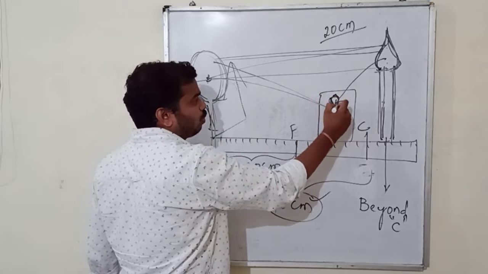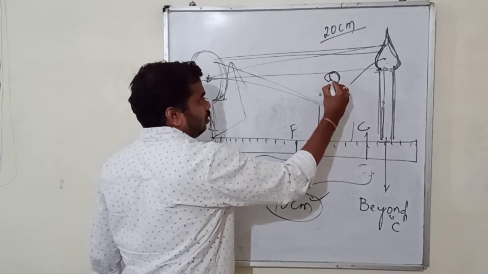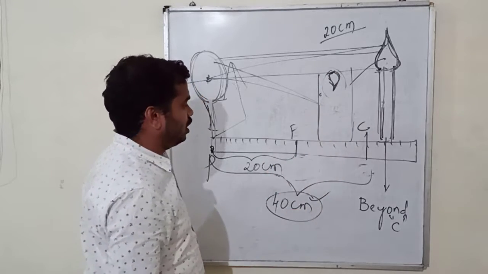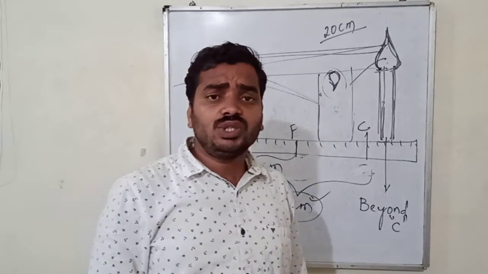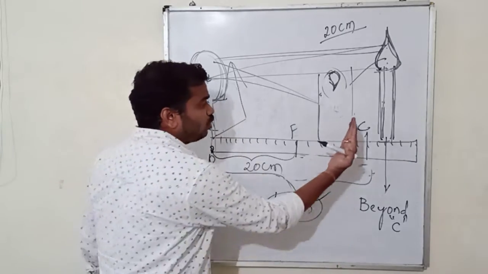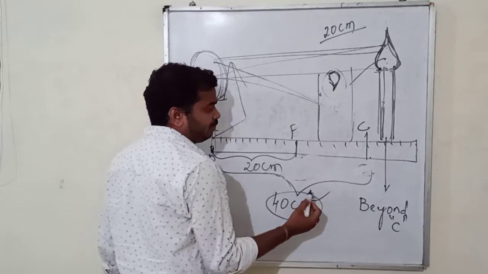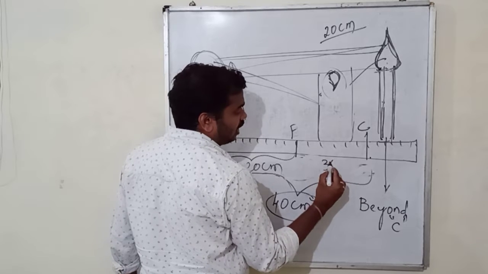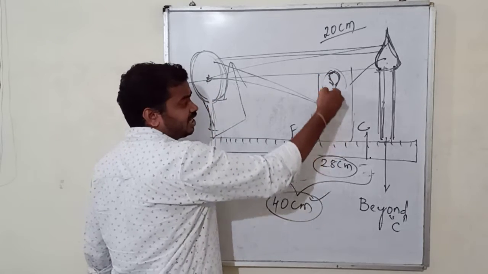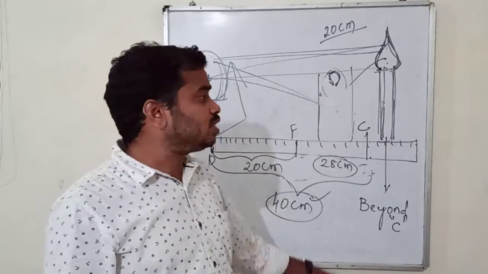You can see a smaller image. Let this be the principal axis. It would be a smaller image. Upon the screen you can see a smaller image. I told you we are going to understand the nature of the image also. When you started moving the screen, it is found somewhere between 20 to 40 centimeters. Let us suppose it is found at some 28 centimeters, at 28 centimeters upon the meter scale, you have seen this image.